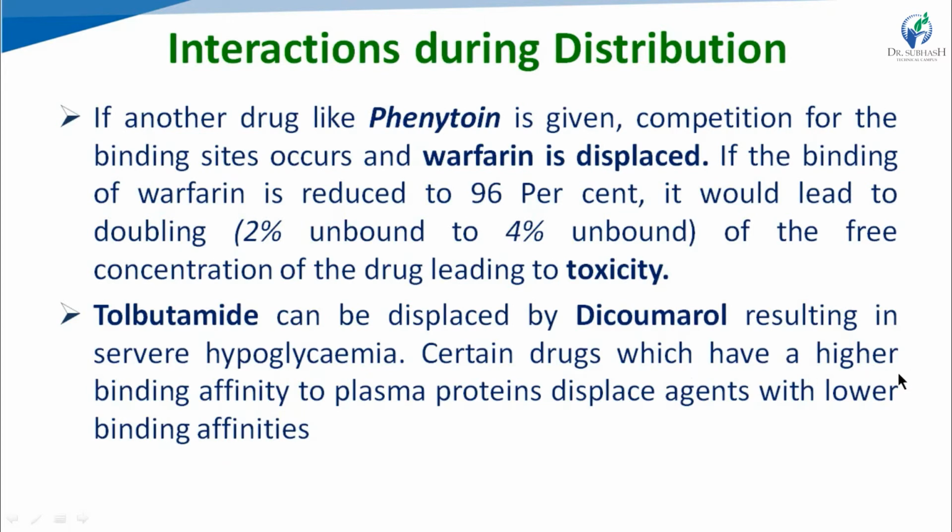Certain drugs which have a higher binding affinity to plasma protein displace agents with lower binding affinities. So in this condition also, tolbutamide will give severe hypoglycemia. It will induce hypoglycemia in this condition. So these are the interactions during distribution.